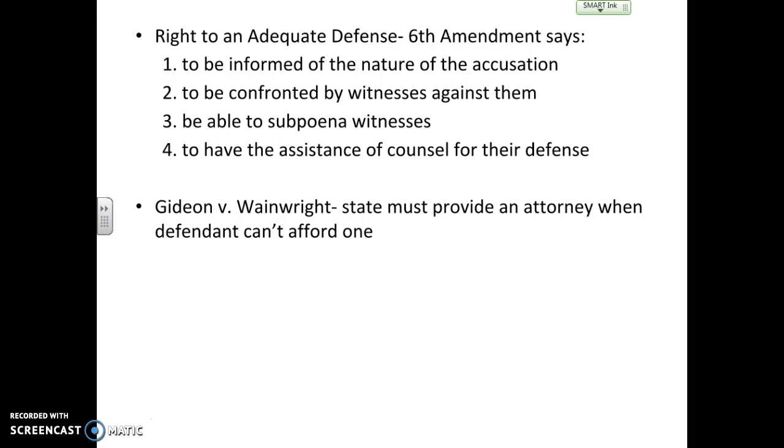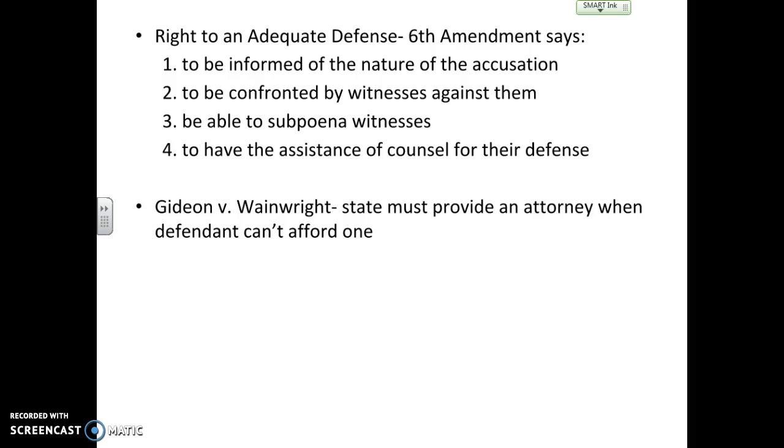Another part of the Sixth Amendment is adequate defense. You have to have a lawyer and they have to be adequate. Other parts of that, you have to be informed of the nature of the accusation against you. In other words, you have to know what the charge is. You have a right to be confronted by witnesses against you. In other words, witnesses can't testify somewhere else. They have to do it right in front of you.